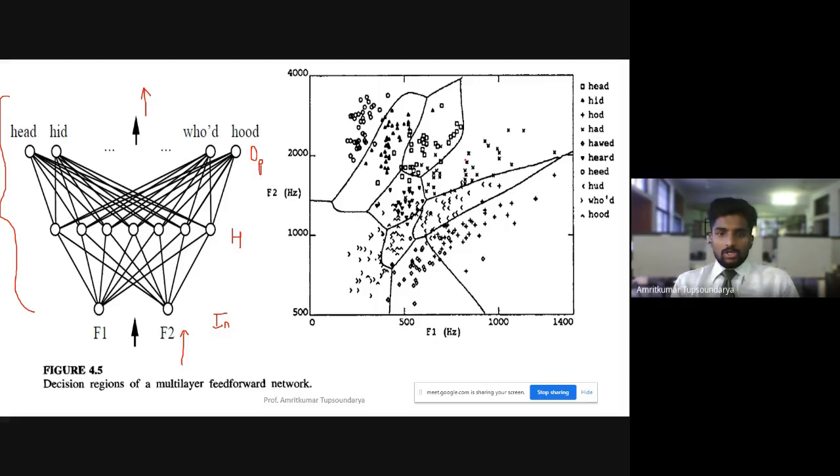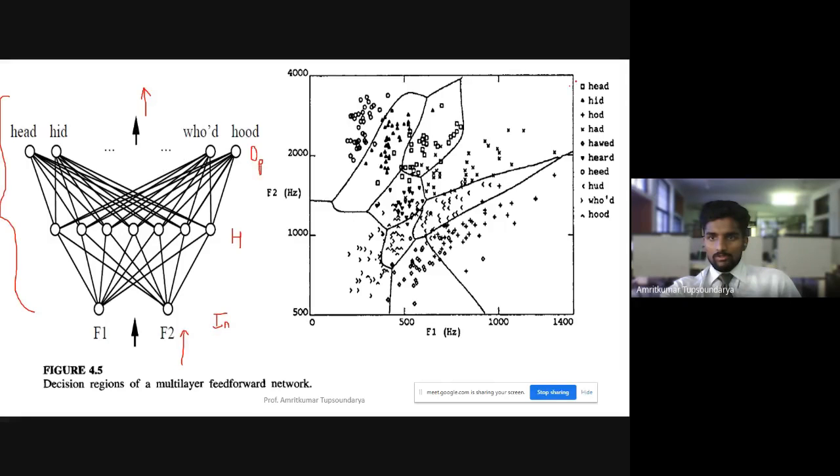But as you can clearly see, they are not linearly separable. Definitely not, right? There cannot be a single line which can be drawn which separates these training examples. Now, what are these training examples? For example, let's say these squares.